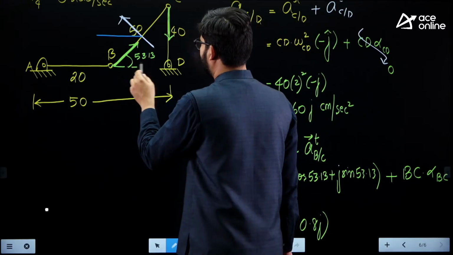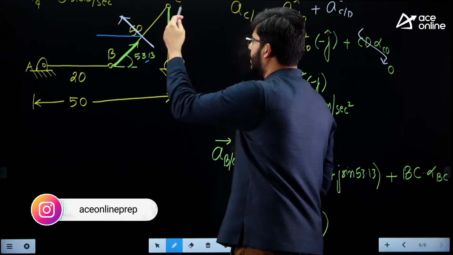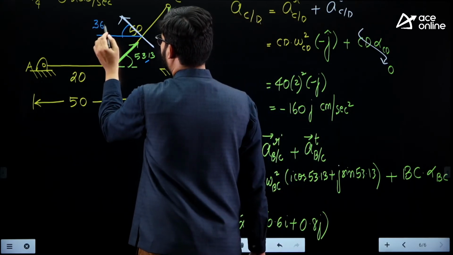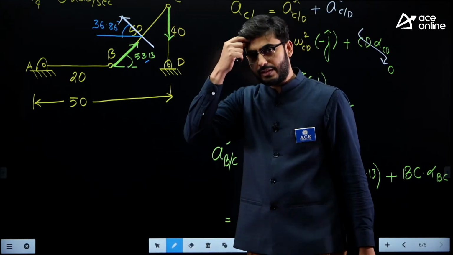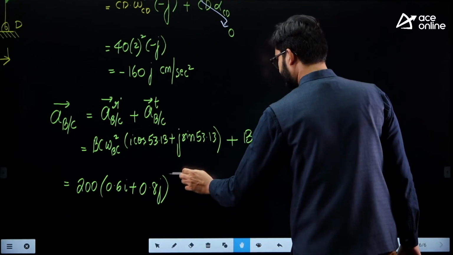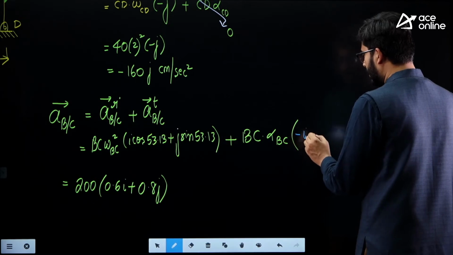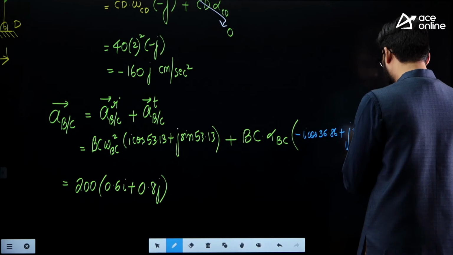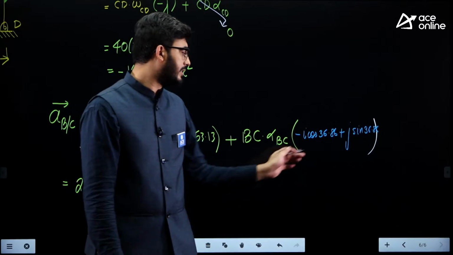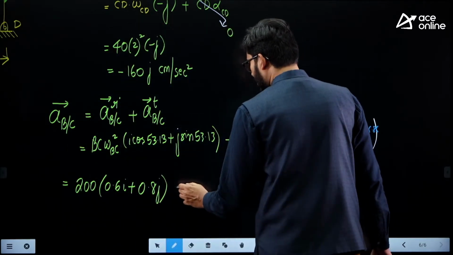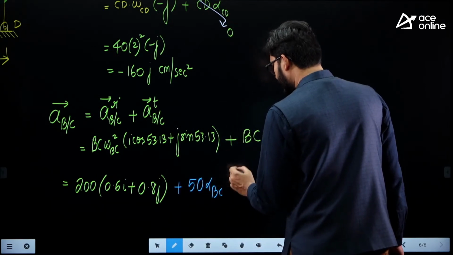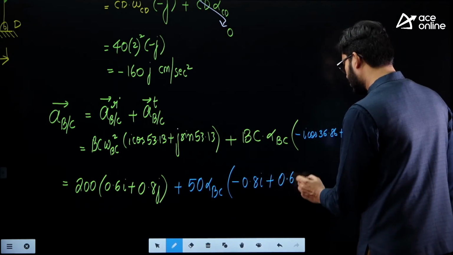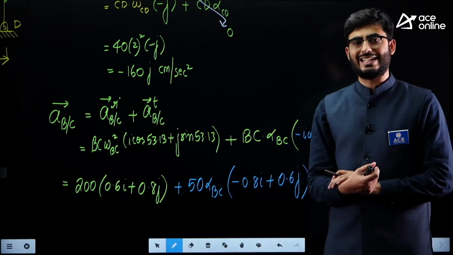Now the line perpendicular to BC is going to make an angle of 90 minus 53.13, which is 36.86 degrees. So this vector is pointing in the second quadrant. Let us write that: minus I cos 36.86 plus j sine 36.86. BC is 50, guys. Alpha BC is not known to me. So I can write this as 50 into alpha BC and minus 0.8 I plus 0.6 j. This is the acceleration expression for link BC, guys.